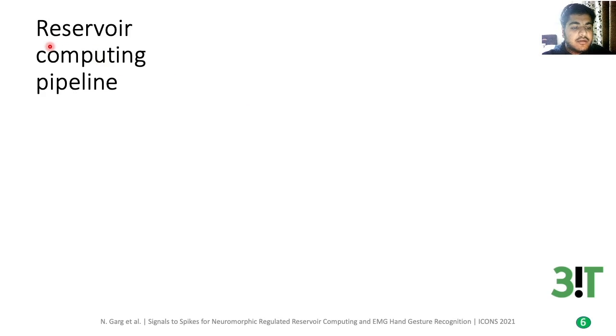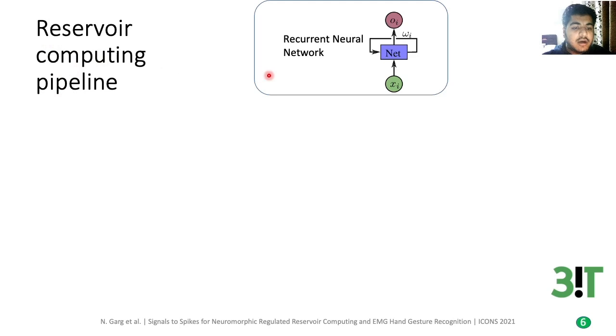We then feed the spike encoded segments to our reservoir computing pipeline. Reservoirs are a class of neural networks called recurrent neural networks, which take into account the input from the present time step and the reservoir state from the past time step.